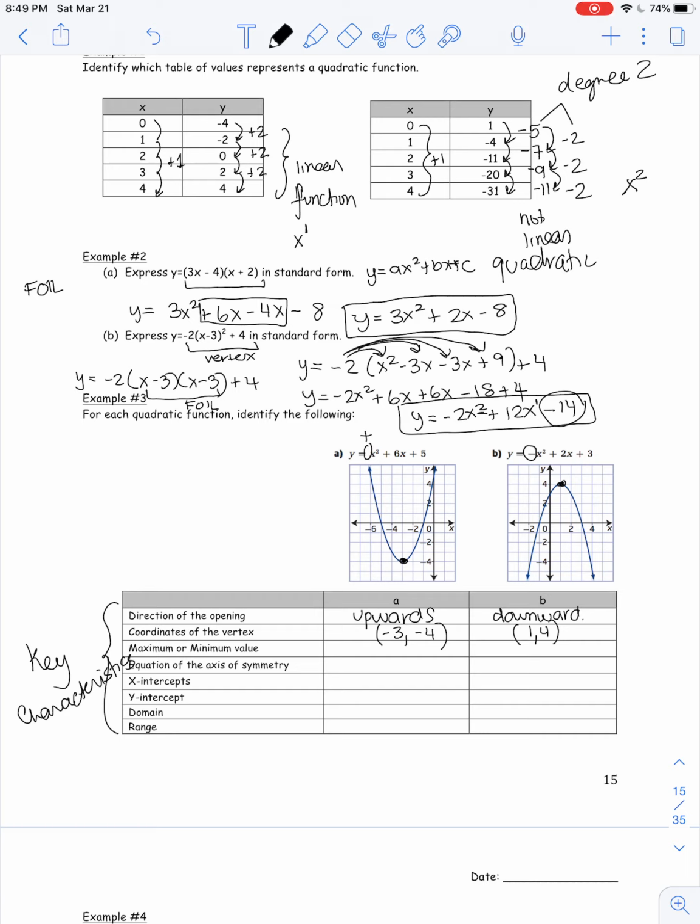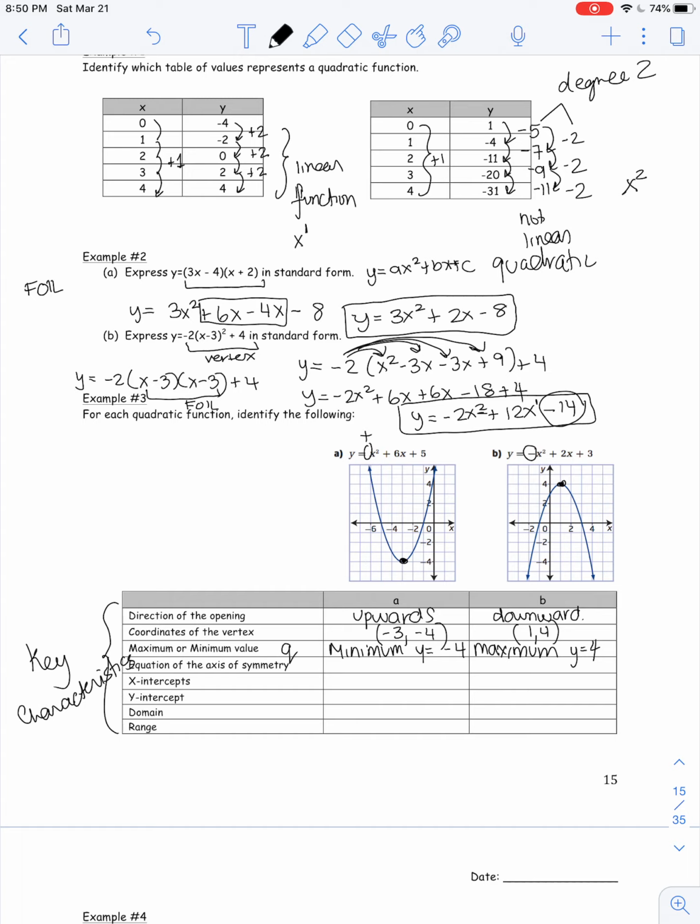For A, it's asking if it's a max or a min value. When it's an upward facing parabola, it's going to have a minimum value. And in our case, our minimum value is when y equals -4. It's always going to be the same as our q value in our vertex. In our downward facing parabola, it's a maximum. And that's going to occur when y equals +4.